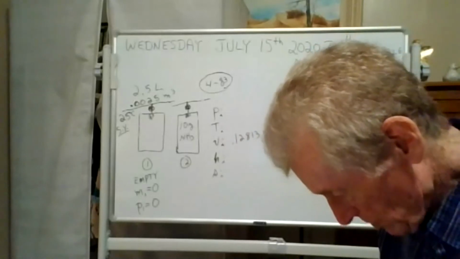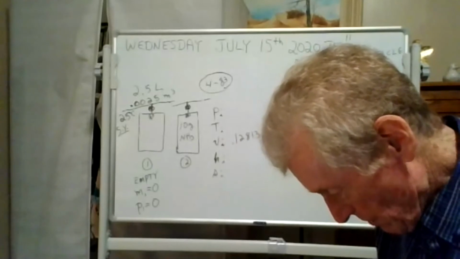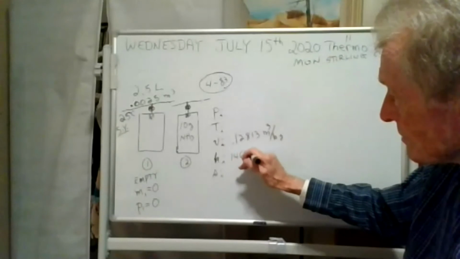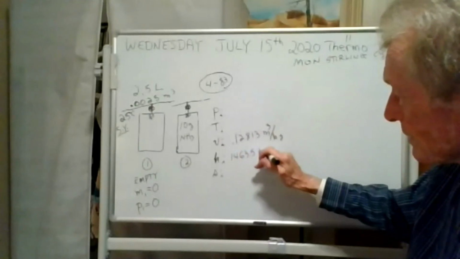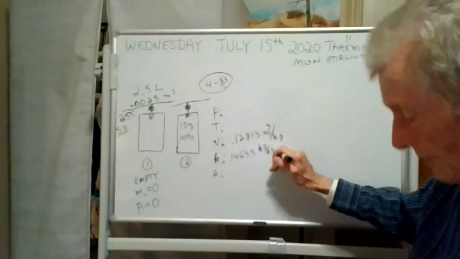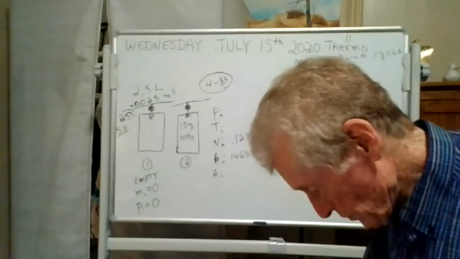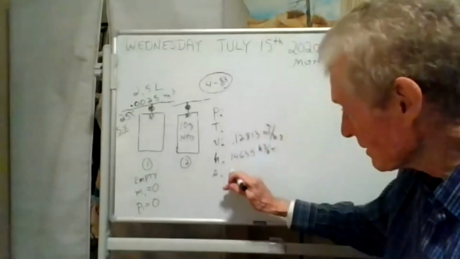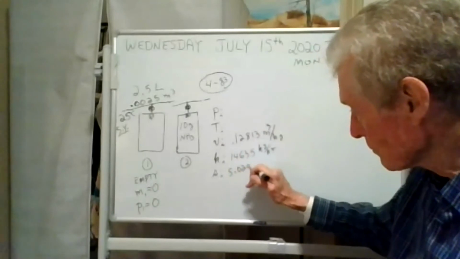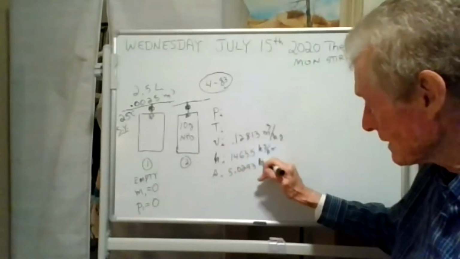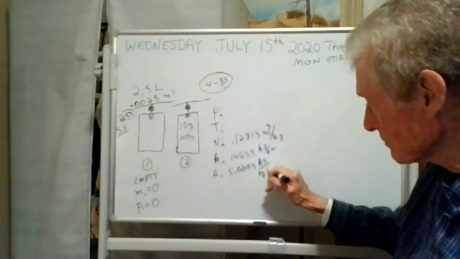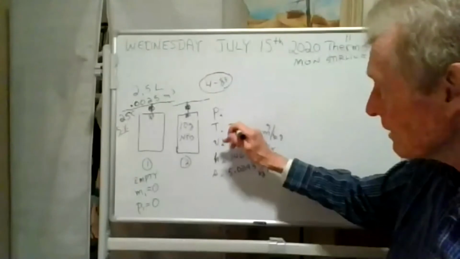Now, I might need this little h, so I'm going to get that. That's 1463.5 kilojoules per kilogram. See, this is easy, really. I don't know if we need this s, but we'll get it. 5.0293 kilojoules per kilogram Kelvin. What about the temperature?